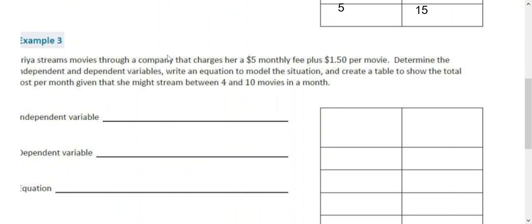Okay, you can try the next one, and I'll read through it and I'll do it, but you can pause and try it on your own. Priya streams movies through a company that charges $5 monthly plus a $1.50 monthly fee. And then you have to decide the independent. So let's see.